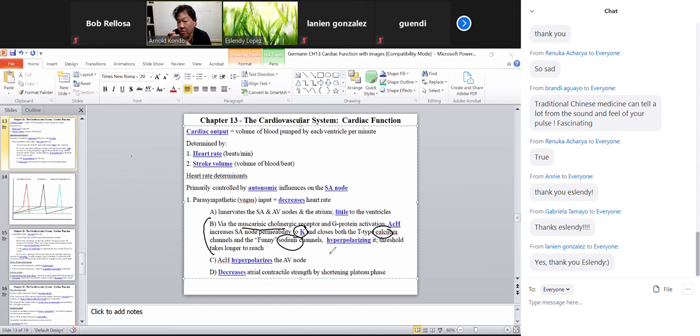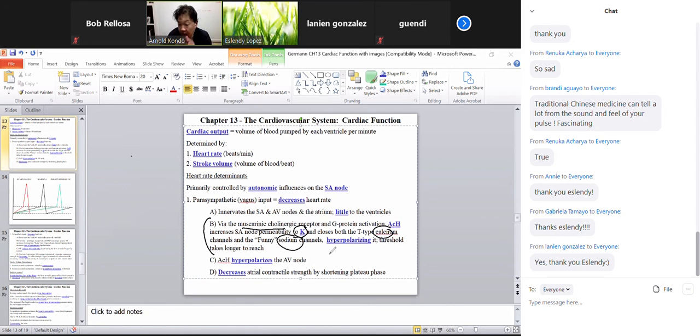Again, your SA node is under constant bombardment by the sympathetic and by the parasympathetic, and depending on which one is stronger at any given time actually determines your overall heart rate at that moment in time. Okay, and does that make sense to everybody, that it's literally a tug of war between the sympathetic and parasympathetic branch of the nervous system?